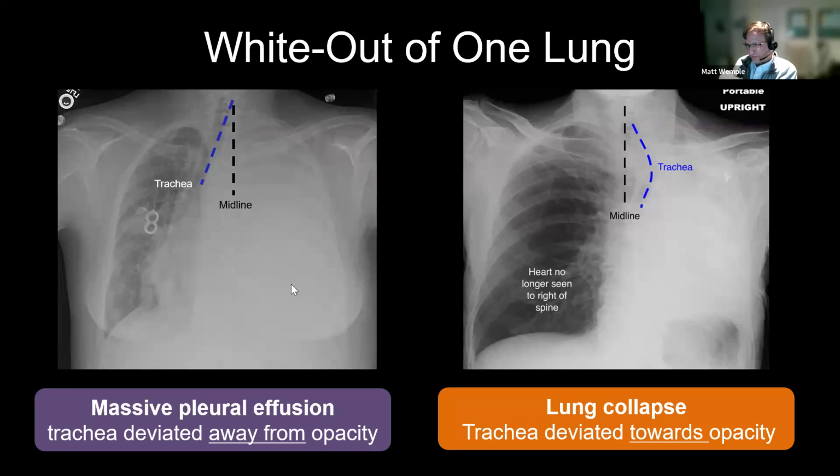But if you look at an ultrasound of the massive effusion, all you'll basically see is fluid, and you might see a little bit of tendrils of lung kind of in there. Whereas with this one, the lung will be kind of right up against the ribs with a little bit of fluid around it. Okay.